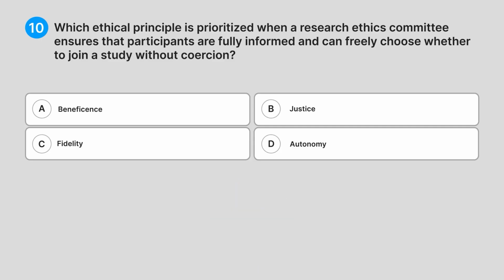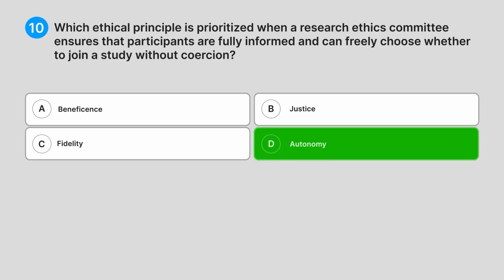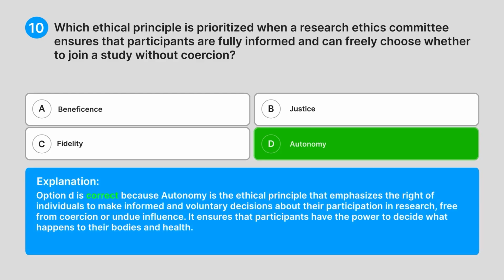Correct answer, D. Autonomy. Explanation: option D is correct because autonomy is the ethical principle that emphasizes the right of individuals to make informed and voluntary decisions about their participation in research, free from coercion or undue influence. It ensures that participants have the power to decide what happens to their bodies and health.